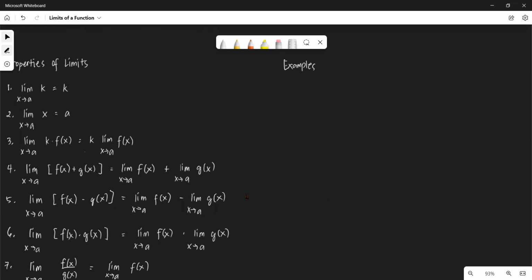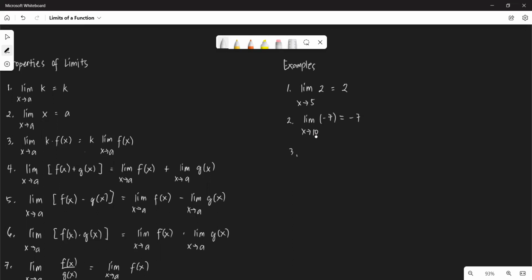So for example, we have limit of 2 as x approaches 5. Okay, so we have the constant 2 as x approaches 5. So regardless of the value of a here, the limit is the constant itself. So the answer is 2. So if we're going to have another constant, let's say -7, as x approaches 10, again, the answer is the constant itself. So it's -7.